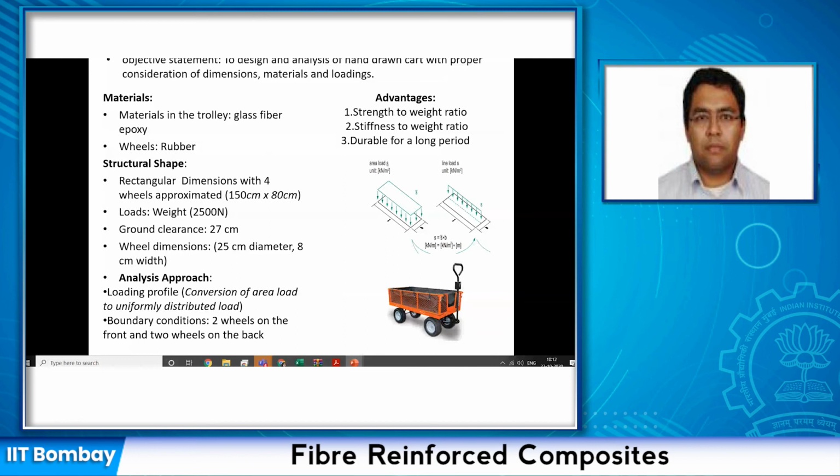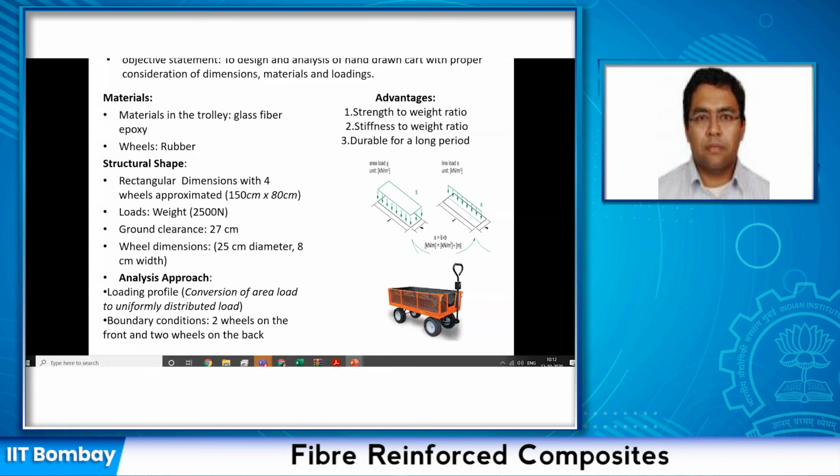So the boundary condition is I have used 2 wheels on the front and 2 wheels at the back. And the main advantage of my project is in this material, since the strength to weight ratio will be high in composites and durable for a long time. Since I have used composite, it costs a bit more, but as compared to wood, it will be long lasting for a long period of time. Thank you, sir.